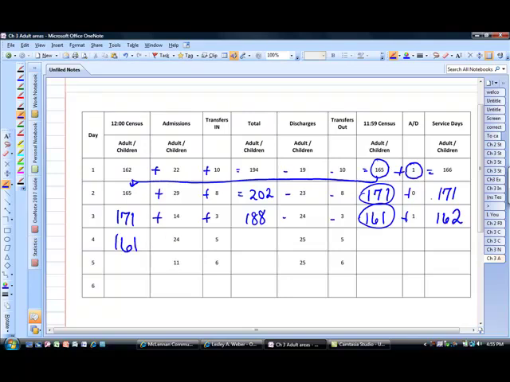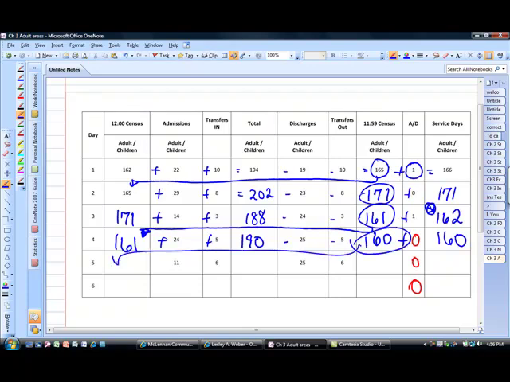The tricky part is, remember, the total for service days does not count as your start census. Your ending census is your beginning census here. Okay, so 161 plus 24 plus 5 is 190. Then we subtract the 25 and the 5 and we get 160. Since there are no numbers here, you assume that it's 0. So for all of these, it's 0. So if we add 160 plus 0, we have 160.